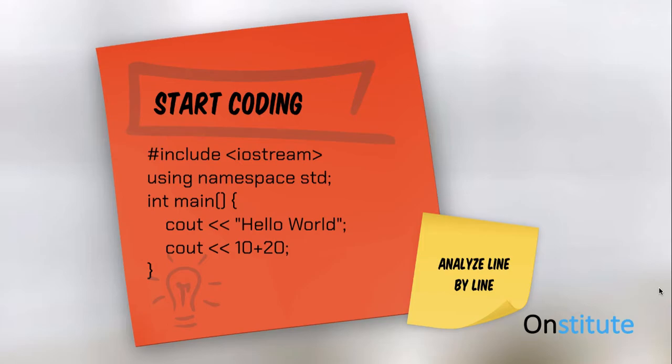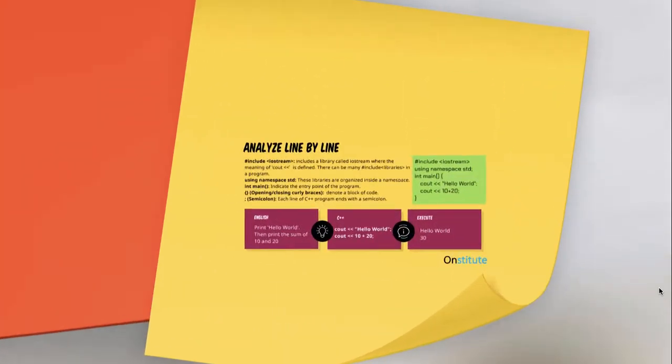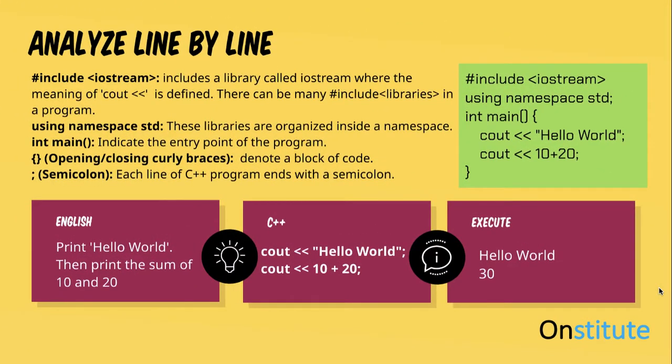Now let us analyze each line of this code. The first line is #include iostream. This line includes a library named iostream in the program. Inside this iostream library, the meaning of this cout has been defined. Without including this iostream library, your program cannot understand the meaning of this cout and will throw an error.